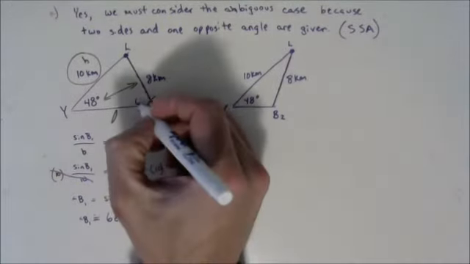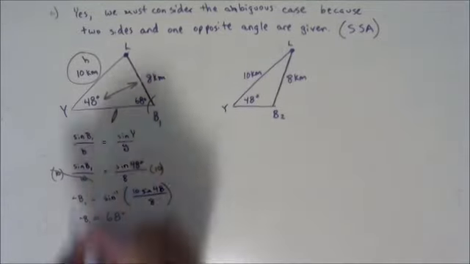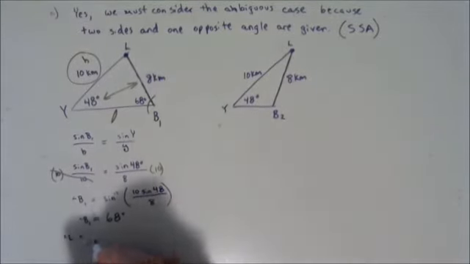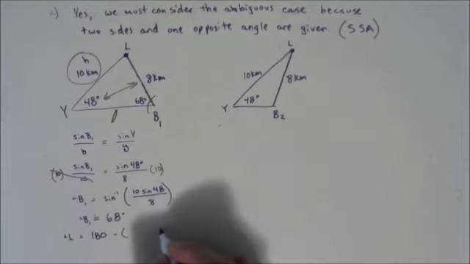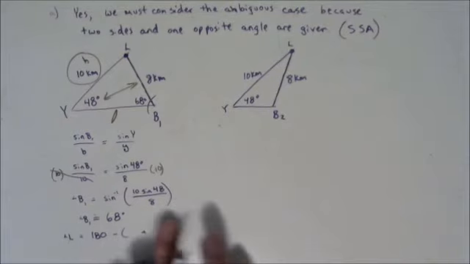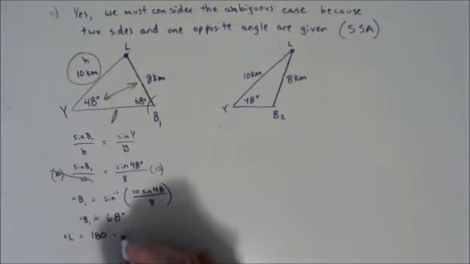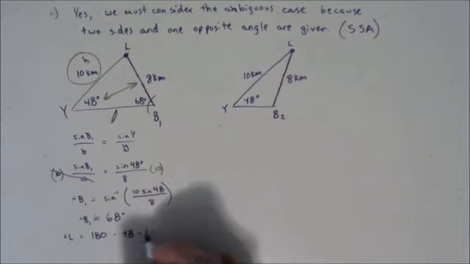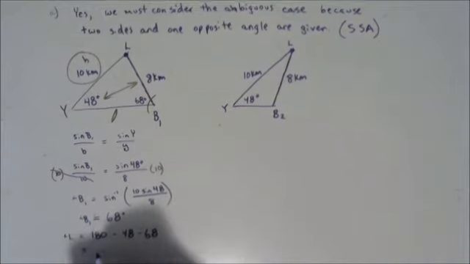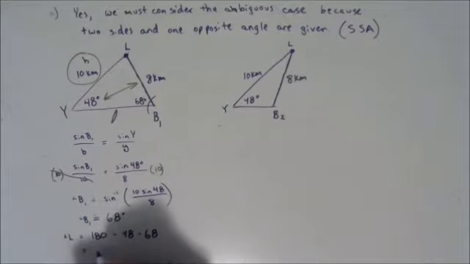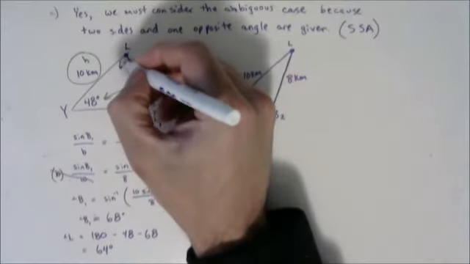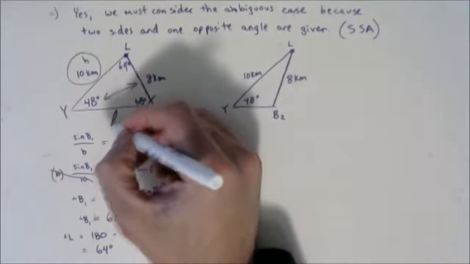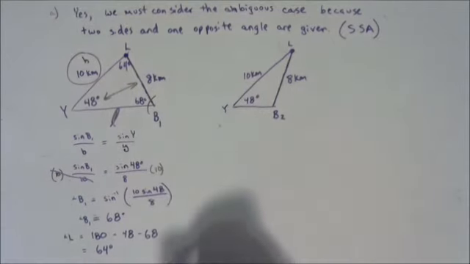Now we have two angles, 68 degrees and 48 degrees, so we can find out what angle L is. Angle L is 180 minus, and there are two ways to do this. You often see me add the other two angles, but you can also just go minus 48 minus 68, and you get the measure of angle L is 64 degrees. Now that we have angle L, we can use sine law to find side length L.